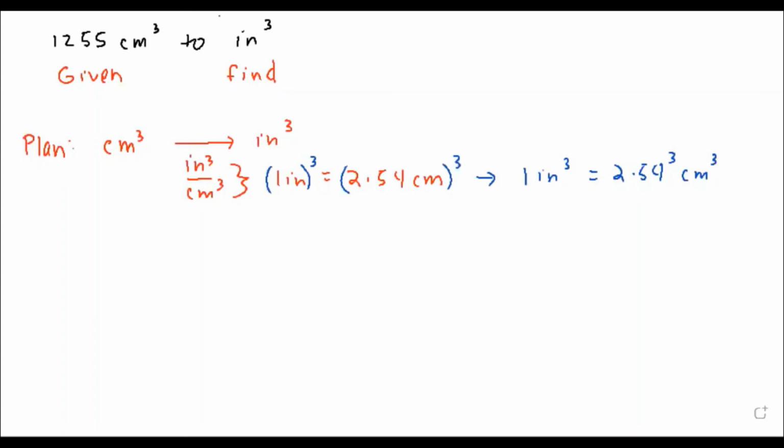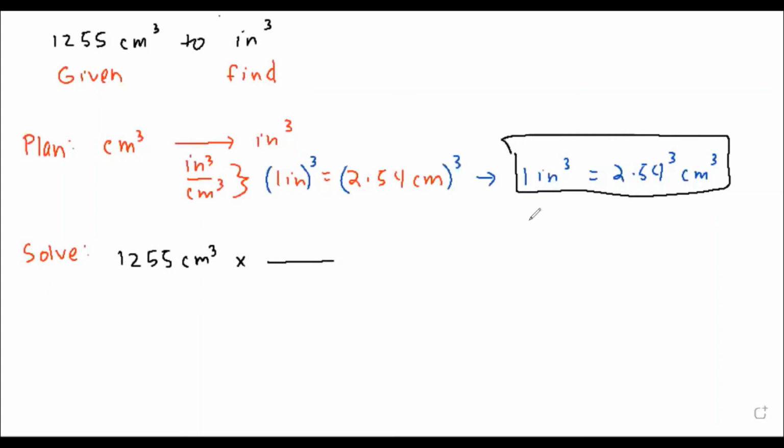So now we're ready to set up our problem and solve. We're starting with 1,255 centimeters cubed. And here the cubing's already been done, so you don't have to cube 1,255 again. Times our conversion factor, which is right here. And we want the inches part on top and the centimeters part on bottom, so that centimeters cancels out. So we have 1 inch cubed over 2.54 cubed centimeters cubed.